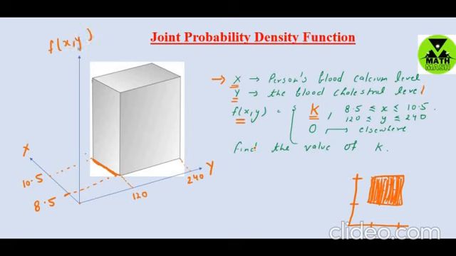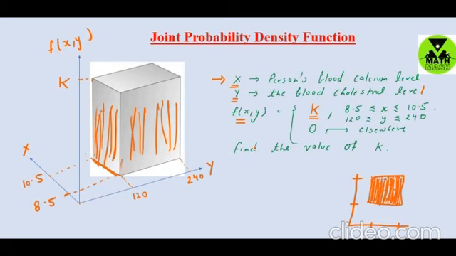So this height represents f of x comma y, and this height is the same for all the points within this domain, where x goes from 8.5 to 10.5 and y is from 120 to 240. For all this domain, it is going to be k. That means this height is representing the probability density. Since it is for all the domain points, it is not at distinct points. So here we have something like this. This is just a visualization.